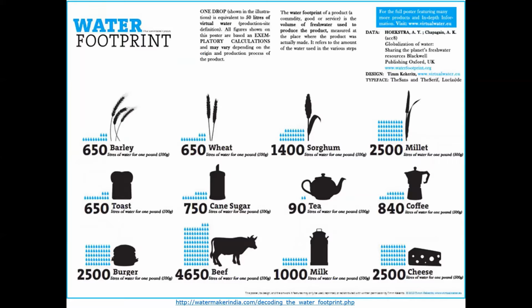I have some numbers for you here. I know it's a little bit small, but it looked a lot better on my computer screen in my office. This is talking about the number of liters of water per pound of whatever that product is. So barley, 650 liters per pound of barley. It's kind of crazy to think about how much water we consume indirectly through the food we eat. Probably no surprise that eating meat is more water intensive, because we're watering all the crops, and then the animal is eating that food.